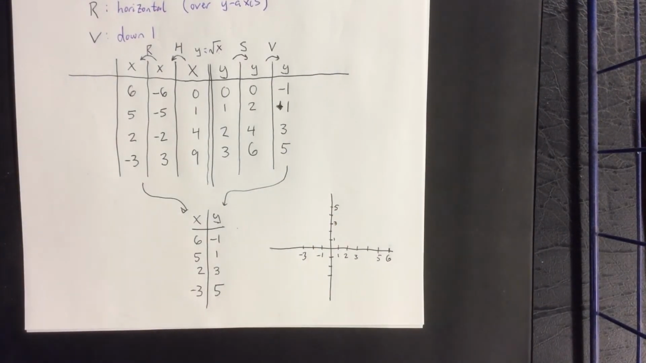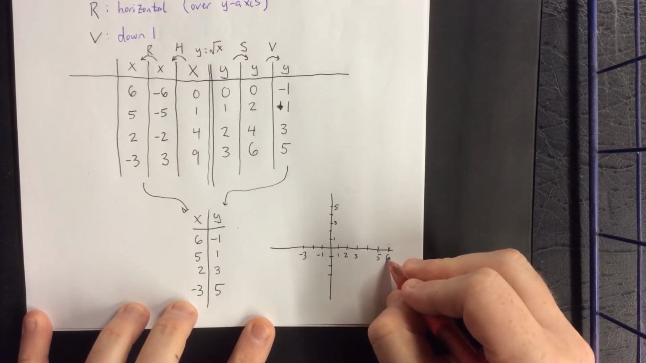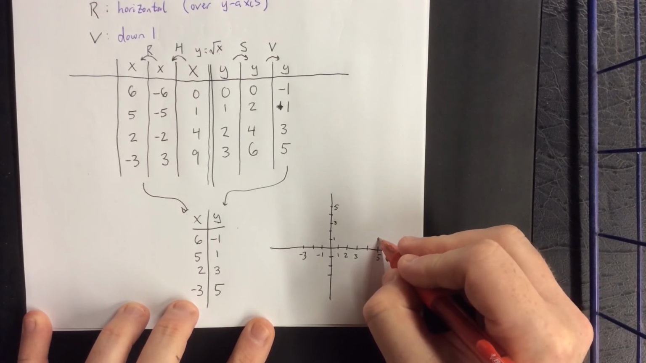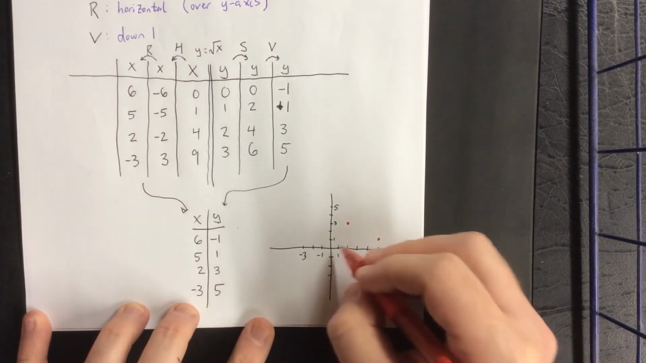Give that one a little oopsie-tootsie. So, the points that we have: 6, negative 1. 6, negative 1 will be right about there. 5, 1. That should be right about there. 2, 3. And then a negative 3, 5.